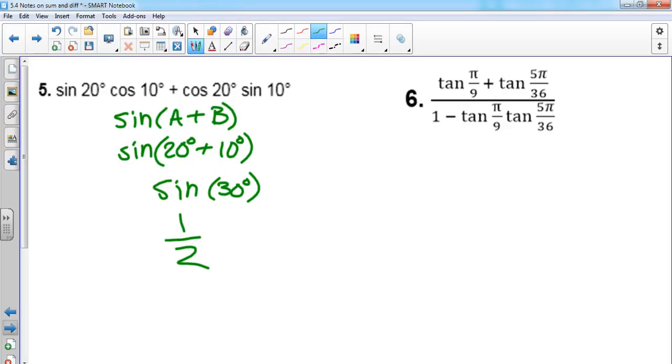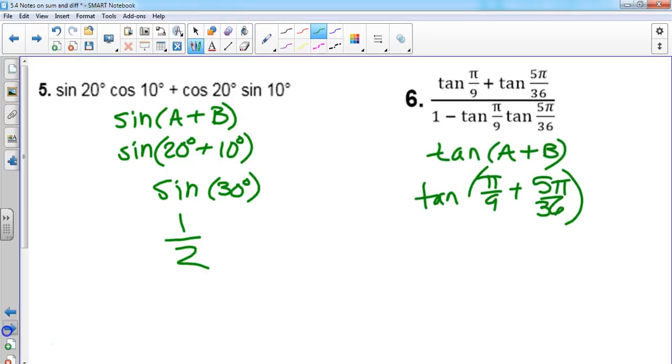All right, find this. Tan plus tan over 1 minus tan tan. That is tan A plus B. What are my A and B? Pi over 9 and 5 pi over 36. Add those together on your calculator, please. 4/36 plus 5/36 is 9/36 is 1/4. And the tangent at pi over 4, no one should need to look at your unit circle. 1. So far, so good. Pretty easy stuff.